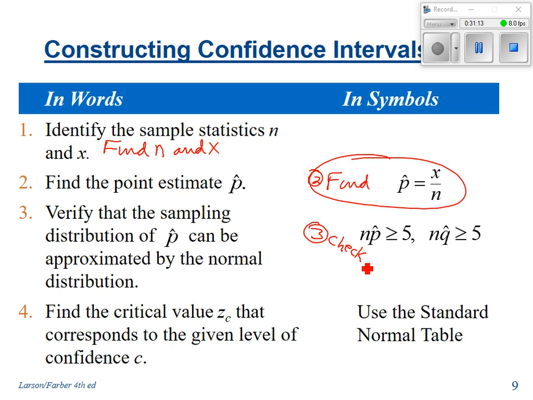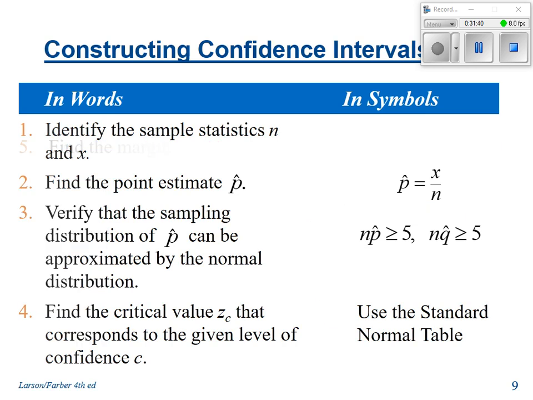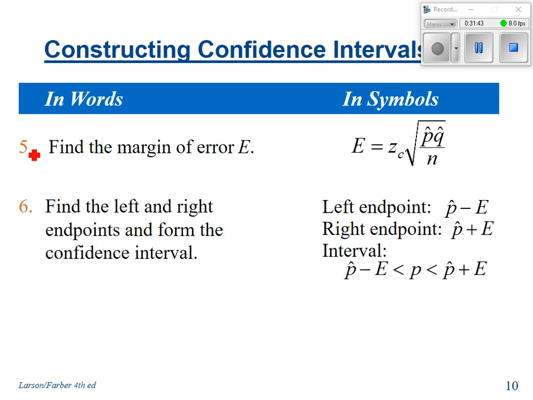So make sure you check it. Most of the time, it's going to be bigger than that. Next one, number 4. On this one I put use the little table. That little table that's on the front of the packet. Number 5, you've got to find your margin of error. And number 6, find your interval.